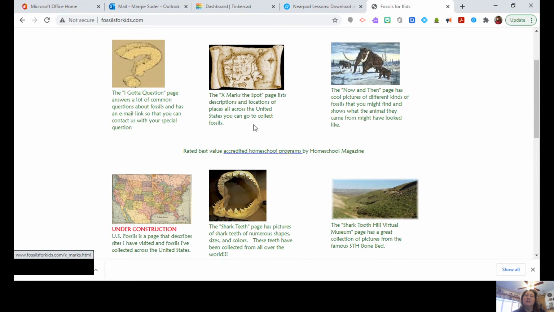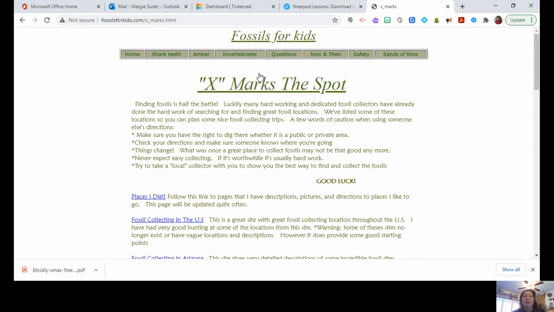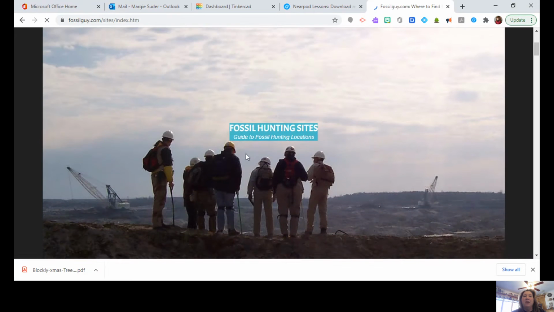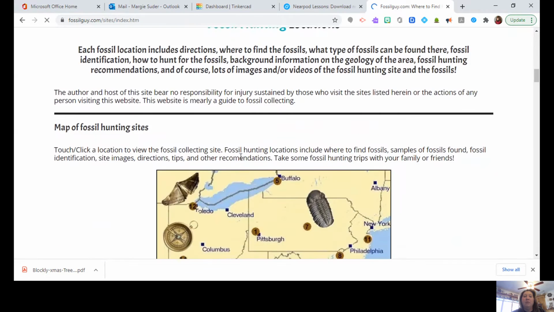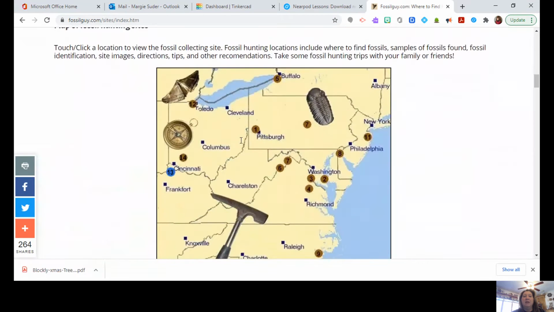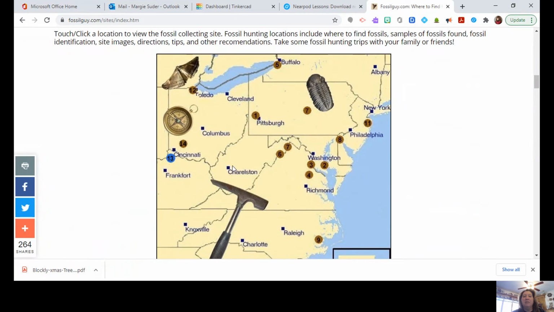It says X marks the spot. Now on this one right here, we live on the East Coast, so if you go to East Coast sites, you can find where we would find fossils in our area. So, now down here, this is West Virginia, right here. This is Charleston. We live about here, down below Pittsburgh. 6 and 7 are two fossil hunting locations in the state of West Virginia.